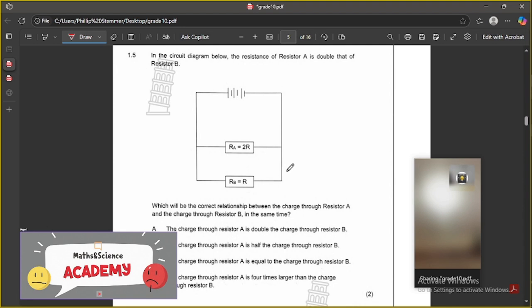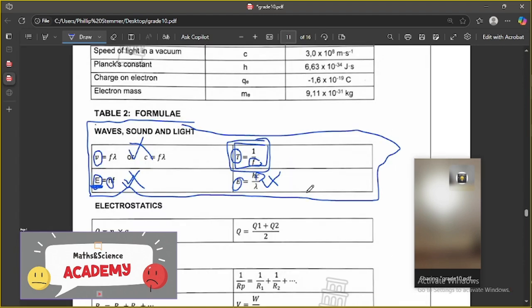Question 1.5 talks about, in the second diagram, the resistance. Resistor A is double resistor B. Which of the following is the correct relation of the charge through resistor A and the charge through resistor B? So now, what is the charge? Let's talk about the term charge. What is charge in this case?